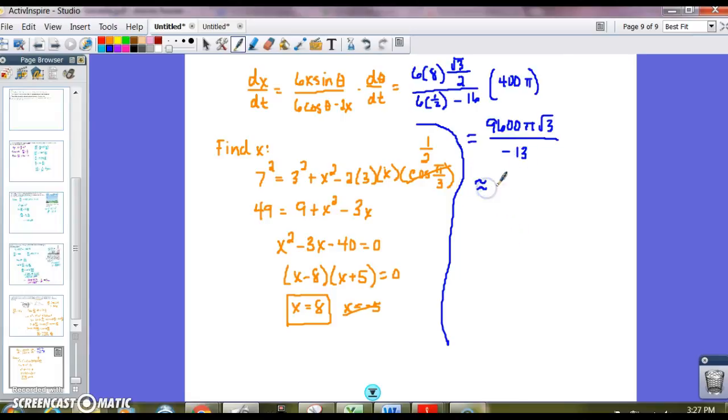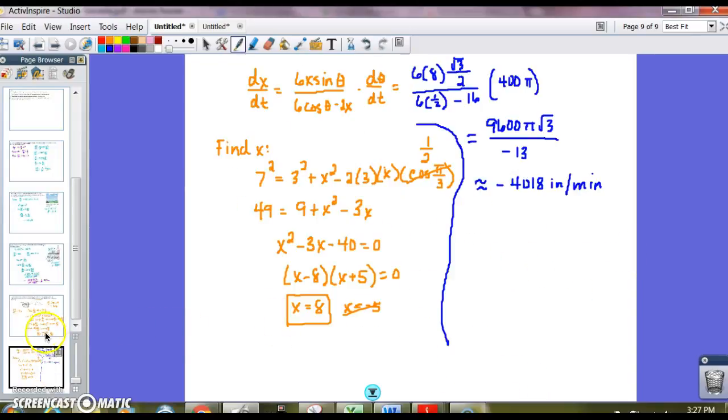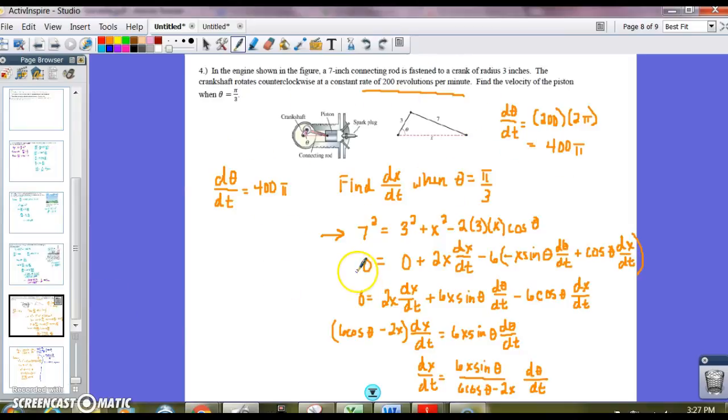which you can leave it like that, but if you were to approximate it, it comes out to roughly negative 4,018 inches per minute. Because the radius is in inches and our rate is in minutes, it would be inches per minute. The velocity of the piston is negative, which means it's slowing down basically. And that's how you'd go about doing that problem.